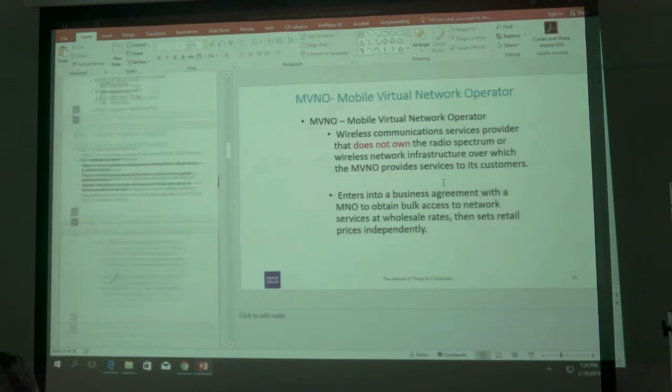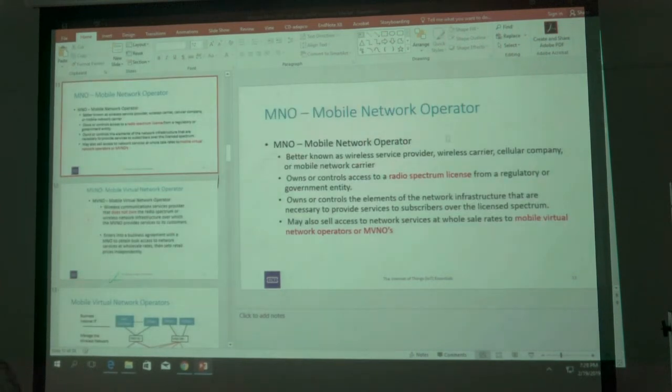I explained them in here, for example. So the MNO, mobile network operator.